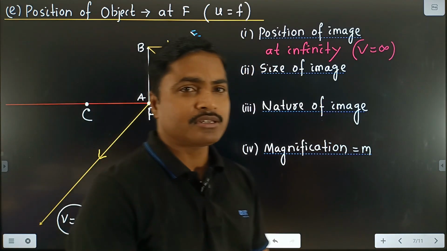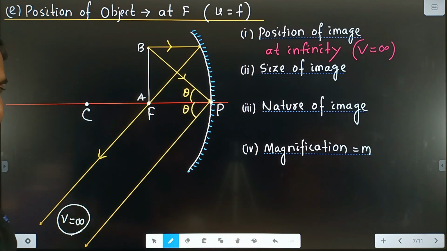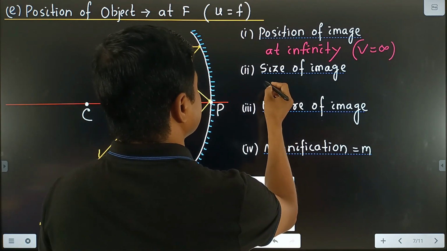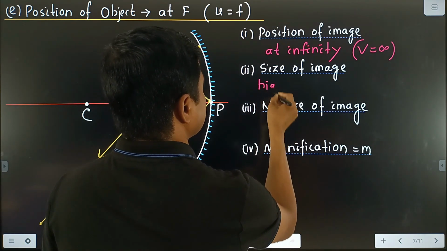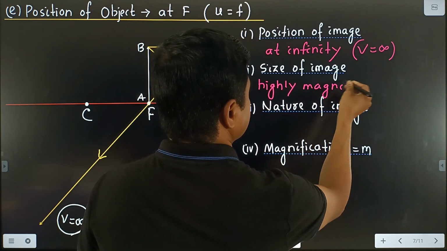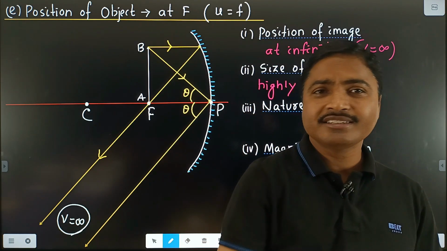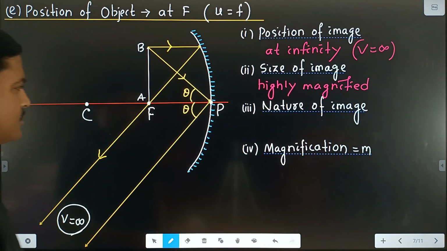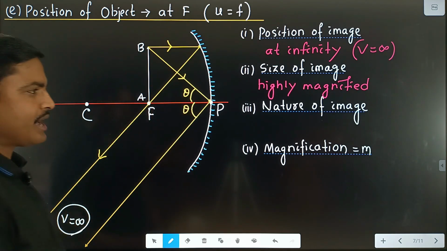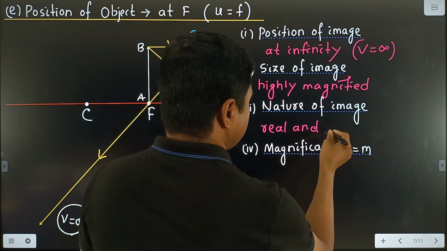Then what is the size of the image? Here both the rays actually meet at infinity. At infinity means the image size is highly magnified. That means a very large size image is formed. And what is the nature? Here both the reflected rays actually meet at infinity. Actually meet at infinity means that it is real and inverted.